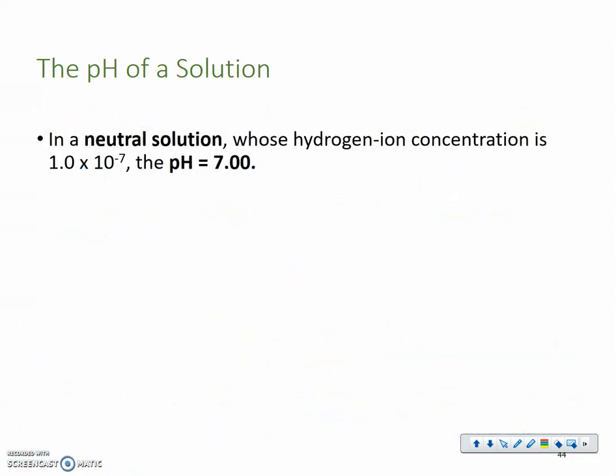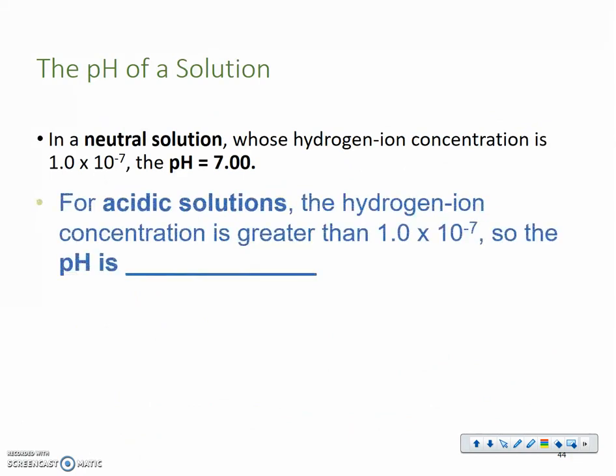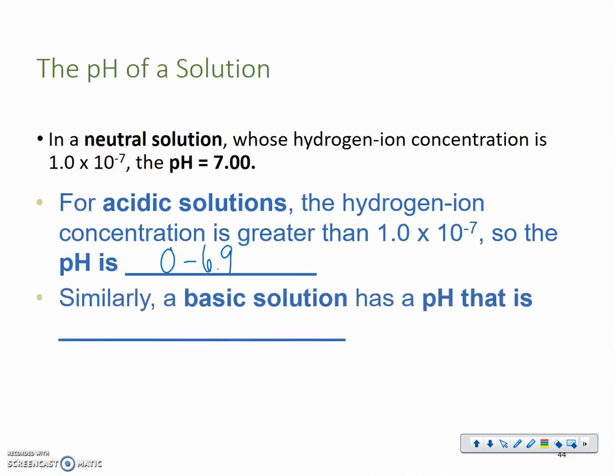So in a neutral solution, they're equal. So the pH is 7. In acidic solution, you have more than this amount of hydrogen. So your pH is going to be from 0 to usually like 6.9 or up to 7. Basic solution is going to be greater. So 7.1 up to 14 is going to be your limit.